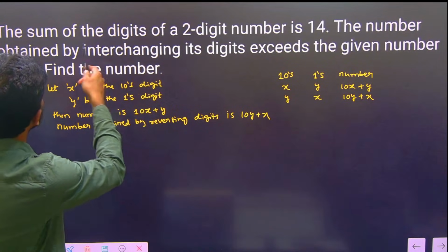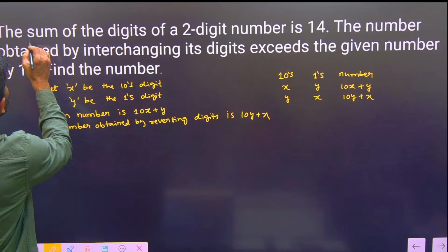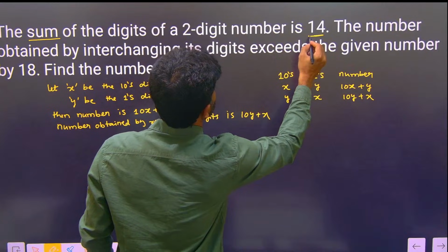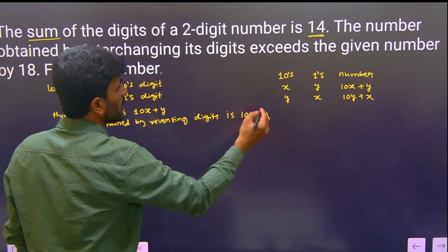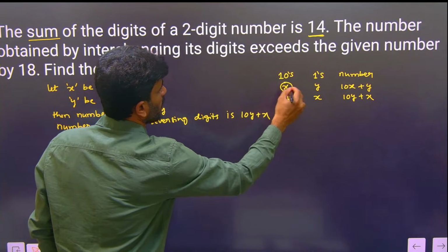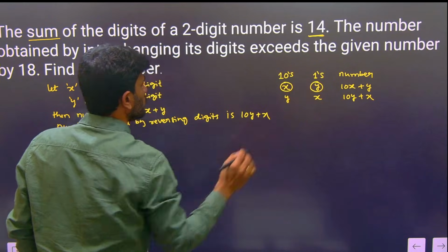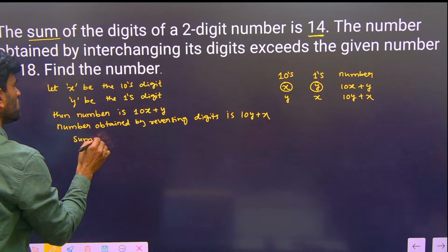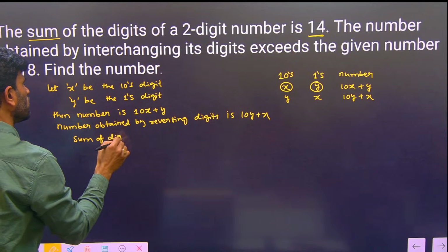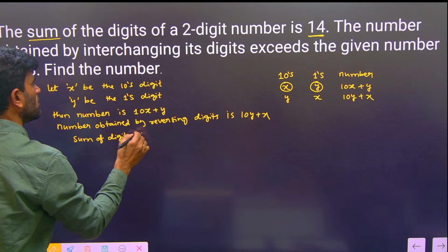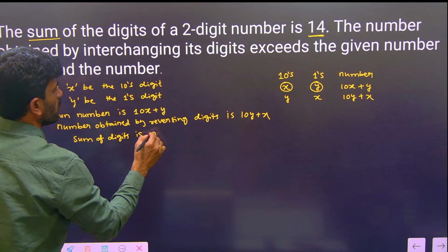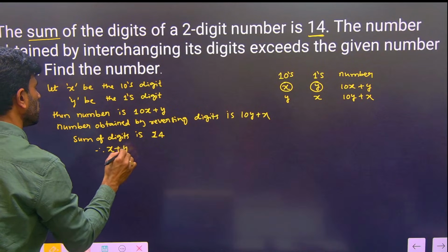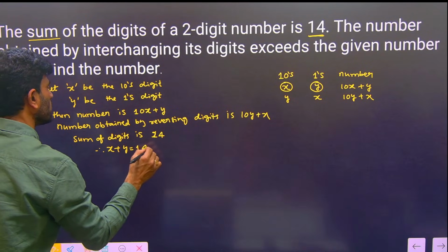Now what is given again? Now if you enter into the question, it is given: sum of the digits. How much? Sum of the digits is 14. Sum of the digits means you have taken digits only x and y, so only the sum of these two we have to take. So you can write here, given sum of digits is 14. Therefore we can write x plus y is equal to 14. This is equation 1.